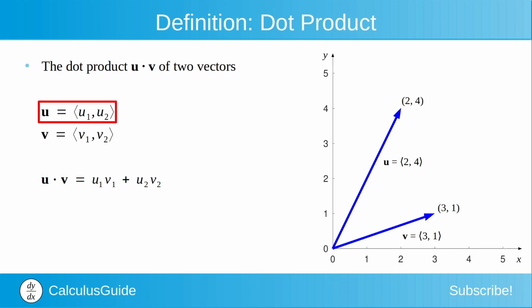This highlighted in red is the component form of the vector u. u1 is the horizontal component of the vector u, and u2 is the vertical component of the vector u. For the vector u in the diagram shown to the right, the horizontal component u1 is equal to 2, and the vertical component u2 is equal to 4. So for this vector u, we have u equals u1, u2 is equal to 2, 4.